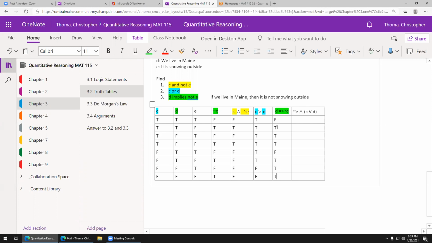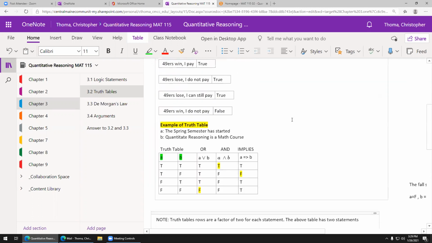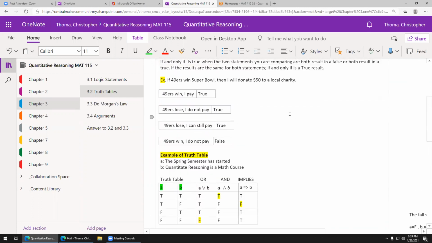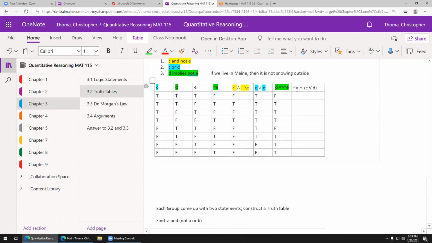All right, so this last column I added, which is not part of the problem, is a compound sentence, right? So this is saying not E. I got my symbols wrong. And is upside down if I forget them too. So this is not E and parentheses C or D. So I can always add on.